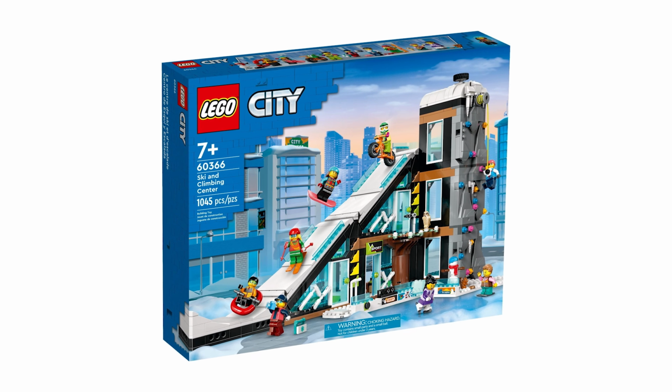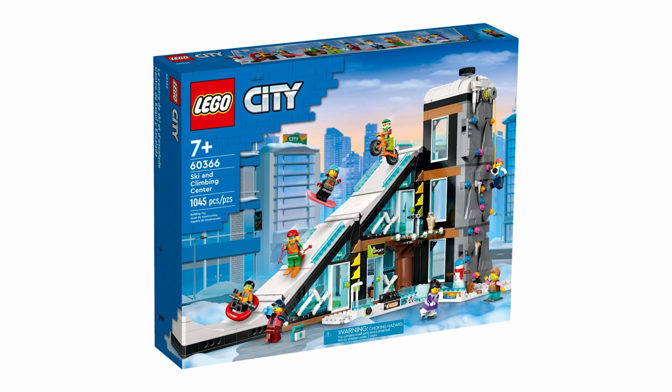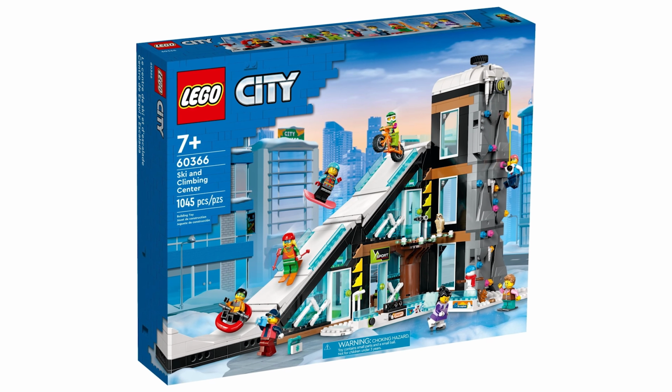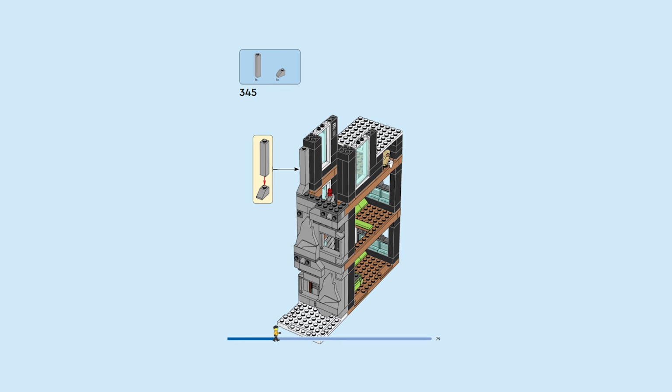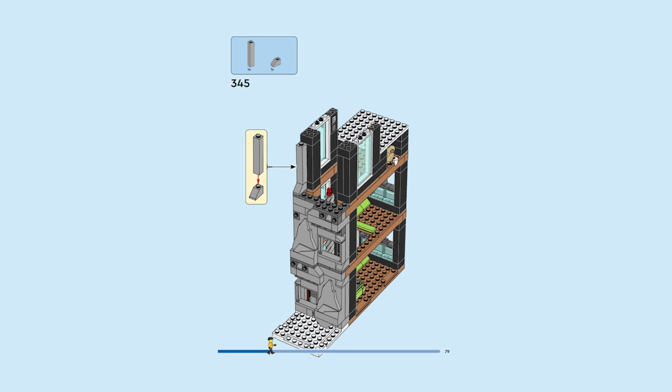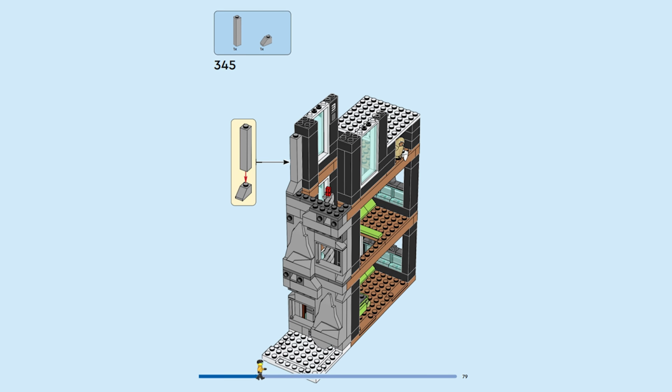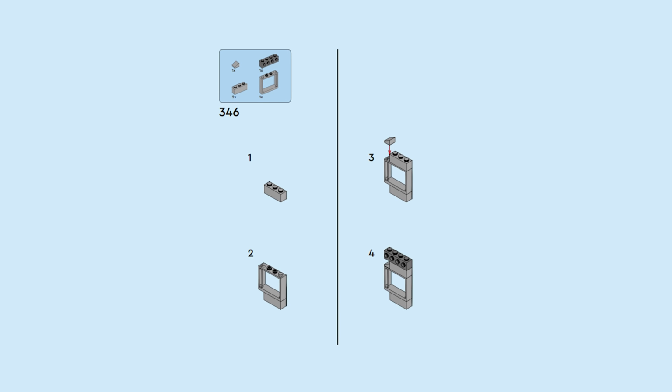In the third booklet for 2023's Ski and Climbing Center set, we get more than just a missing brick. We see an entire missing sub-build. Starting on step 345, we'll build the final floor of the climbing wall. This starts with simply adding these two elements before turning the page. Here, we need to build a small window before snapping it neatly into place.